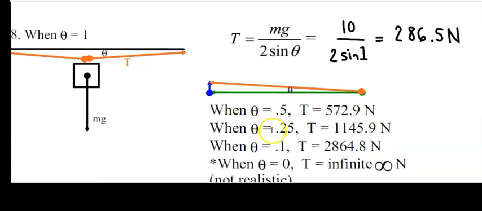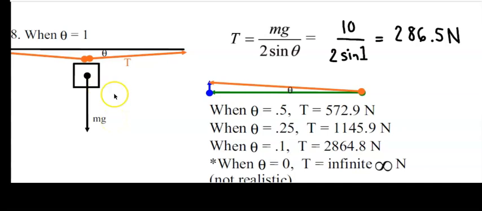And then I have a little chart here. What if I had half a degree, a quarter of a degree, a tenth of a degree? You can see that the amount of tension in the orange vector has to increase to 572, 1145, 2,864 newtons just to hold up a 10 newton box.